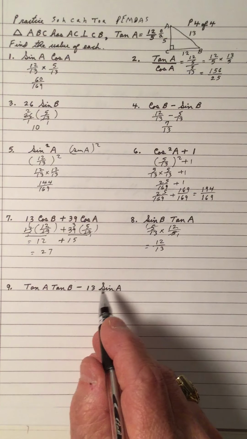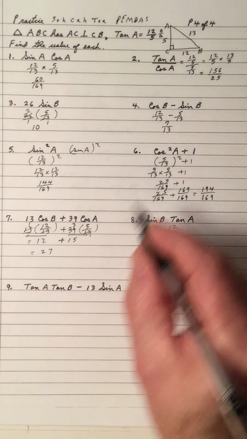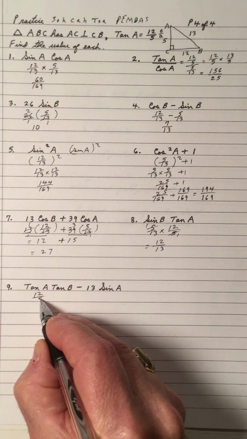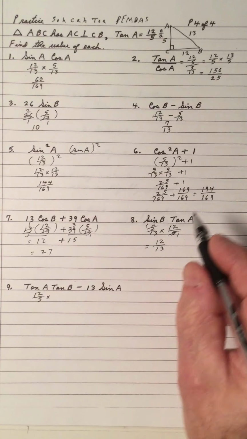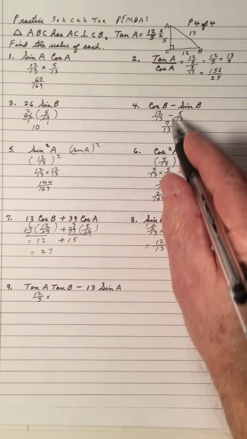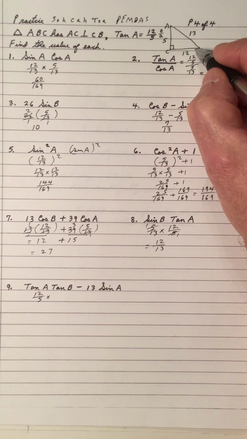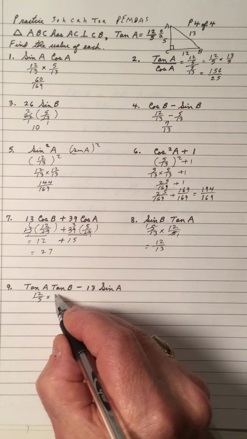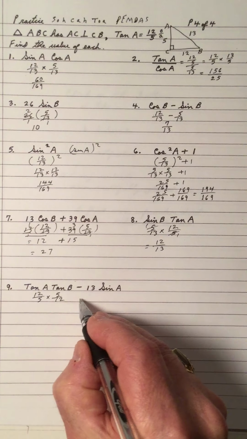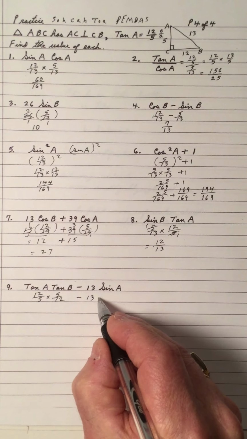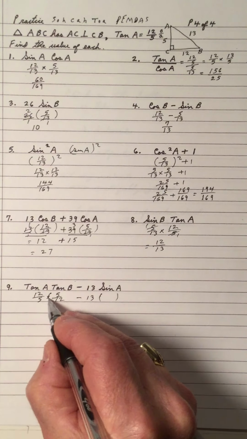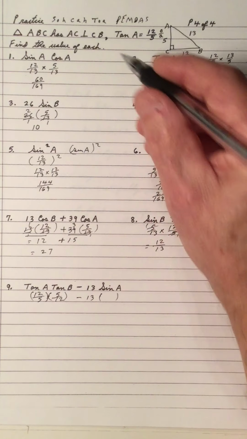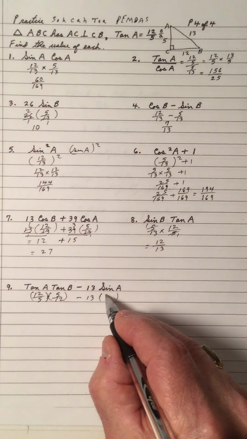And number 9, I have to fill in the tan of A. The tan of A is 12 over 5 times tan B. Do I have tan B? Nope. So the tan of B is, tan is opposite over adjacent, so it's 5 over 12. Then 13 sine. I could put brackets on these too if I wanted, so it's just a multiplication sign like that. And sine A is 12 over 13.